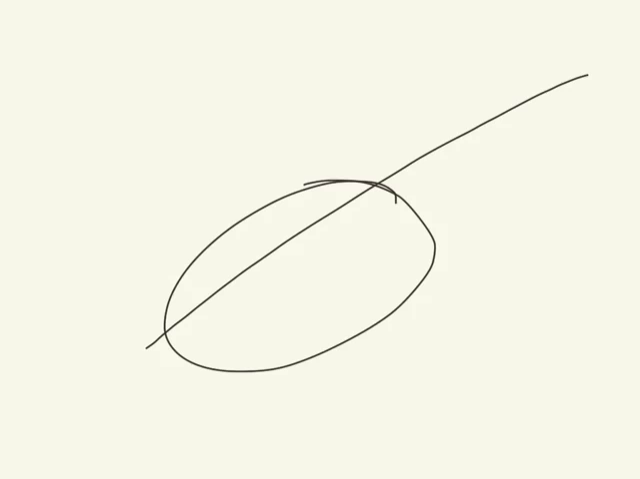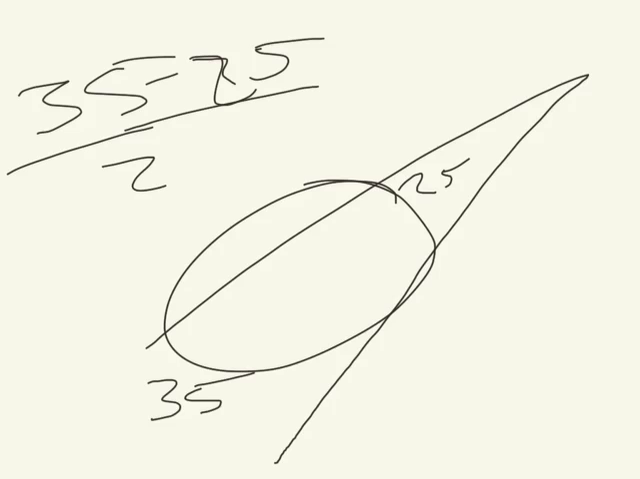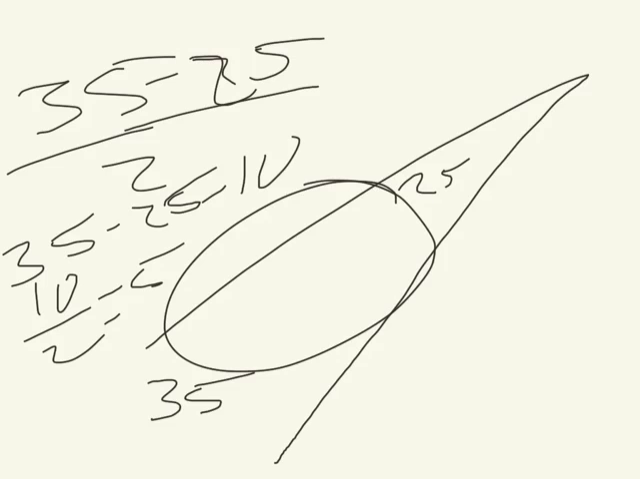Let's draw a secant and a tangent to this circle. And we have the measure of this arc equals 25, and the measure of this arc equals 35. The rule for exterior angles of a circle are that you subtract them, so it's the opposite of an interior angle. Subtract them and you divide by 2 just like you do an interior angle. So 35 minus 25 equals 10. 10 divided by 2 equals 5. So the measure of the angle would be 5 degrees.